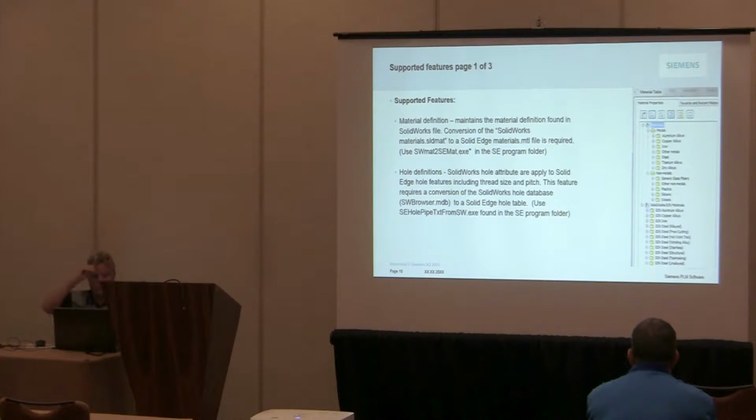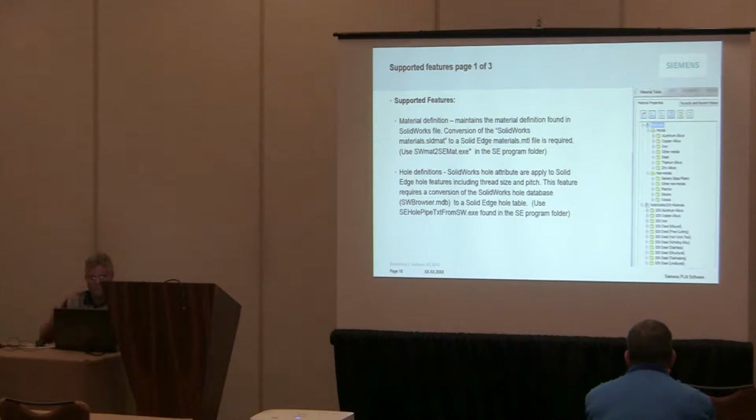All right, so what's supported? The first thing that we do, as I mentioned earlier, is that we support the material definition. So we go to the SolidWorks file, see if there's any material attached to the SolidWorks file. If there is, then we'll get the name of that material, and when we bring it over to Solid Edge, we try to match the name of that material to the name that's in the Solid Edge material file. If that name's not found, we won't hook up the material.